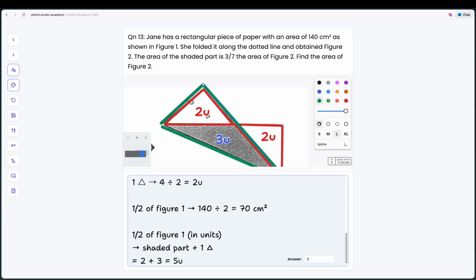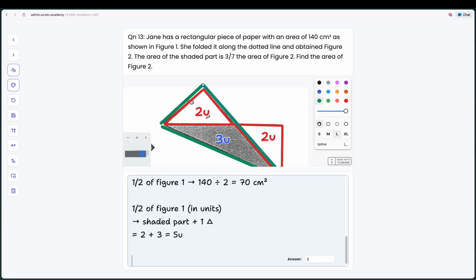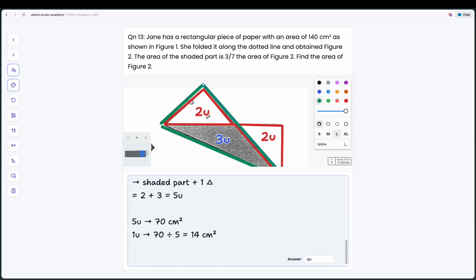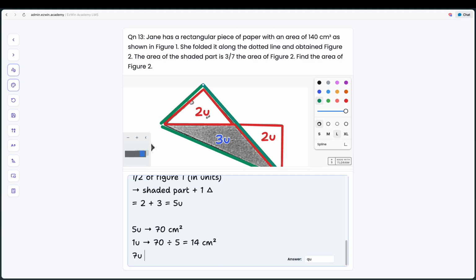And now we can figure this out. Half of figure 1, so 5 units is equal to 70 centimeters square. That means 1 unit is equal to 70 divided by 5, which is 14 centimeters square. We want to find the area of figure 2. Figure 2 is 7 units, which means it's 7 times 14, and this gives us 78 centimeters square. Okay, there you go. This is a tough one, right?